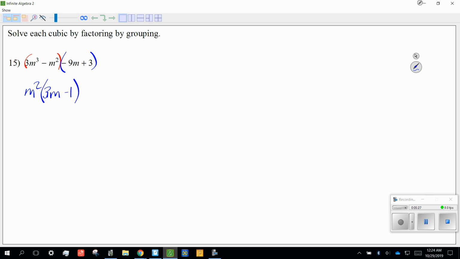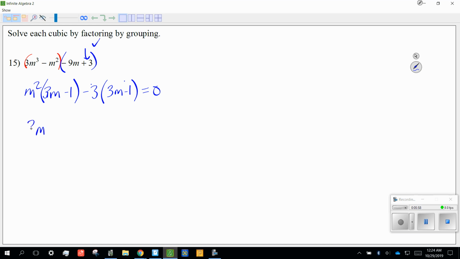Okay, and we know that if we factor it out of one group, we want to factor it out of the other one. So we need a 3m minus 1 there. Okay, and what do I multiply by 3m to get to negative 9m? That would be a negative 3. And then my last step on this is always to check and make sure that I can actually factor it by grouping. So if I multiplied negative 3 by negative 1, I would get the positive 3. And so yes, this factors by grouping.